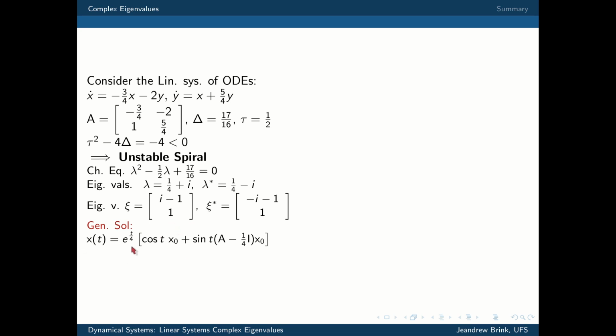But you can see here in the general solution that it will be an unstable spiral, because as time grows, the norm or the size of the solution will grow exponentially with a rate of t over 4. Okay, and then you have cos t multiplying the initial position, and you have sin t multiplying a vector that is simply a minus 1/4 i times the initial condition. Okay, and if you write it out in component form, here is what that times x0 is, simply written out.